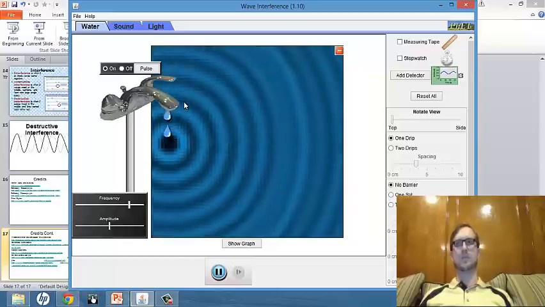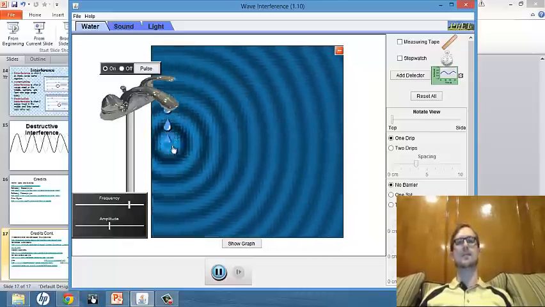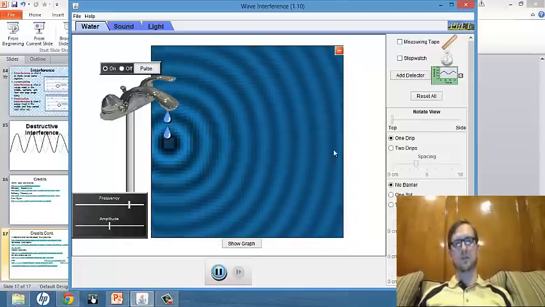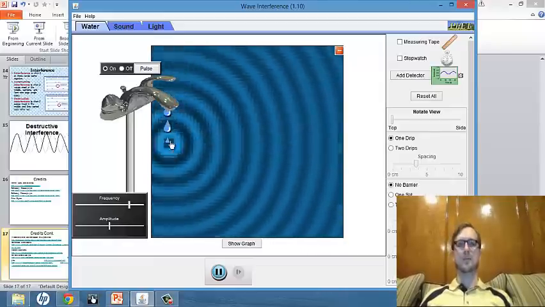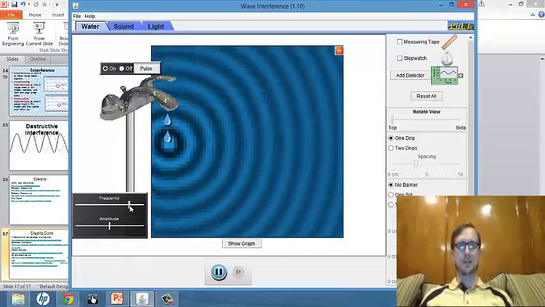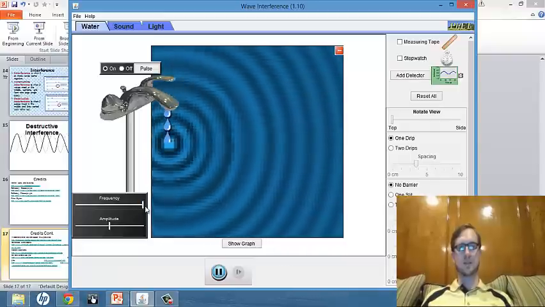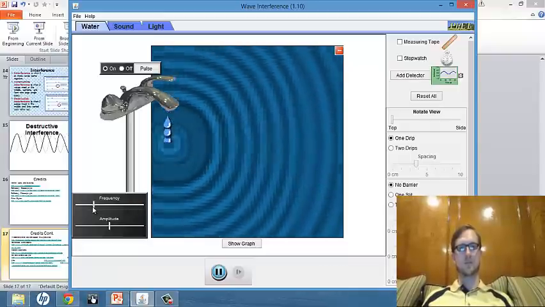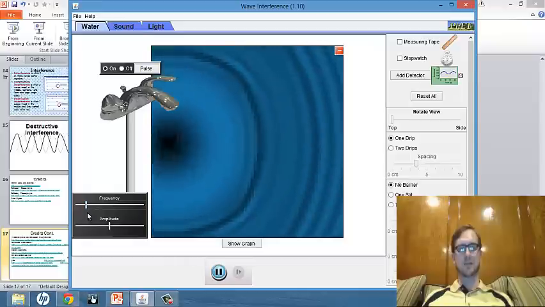If we look here at our example, we have water dripping from a faucet. We can see that the waves are going out, circular waves emanating from that point. I can change its frequency here. I can make the wave more frequent. I can make it less frequent.